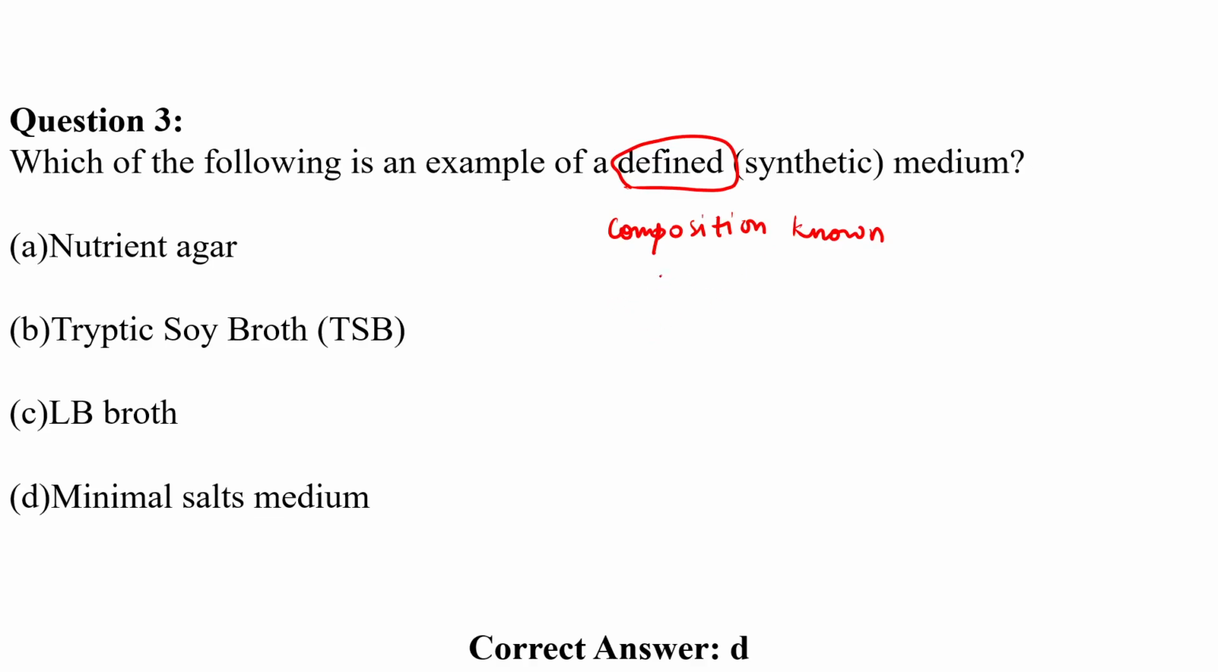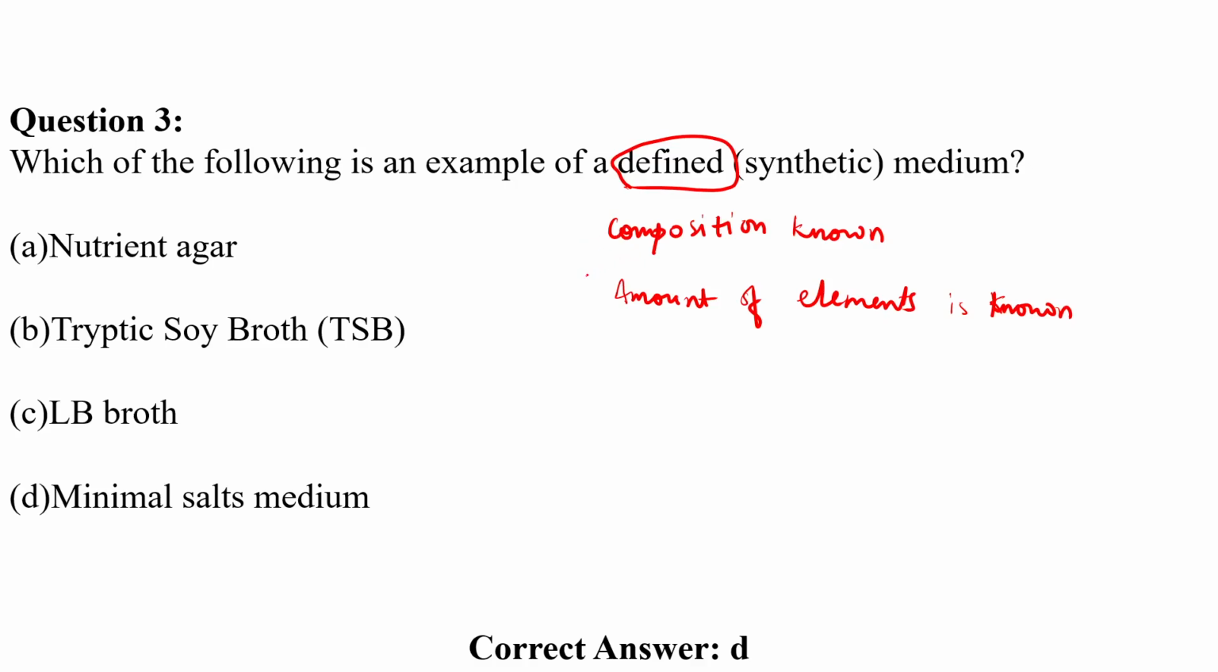That means the amount of all the elements that we are adding, the amount of carbon, nitrogen, hydrogen, oxygen, the elements that I showed in the previous slide. So the amount of all the essential elements, whatever metal ions you are adding, or if you are adding any vitamins, for everything, the amount of each element is known. So that makes the medium defined.